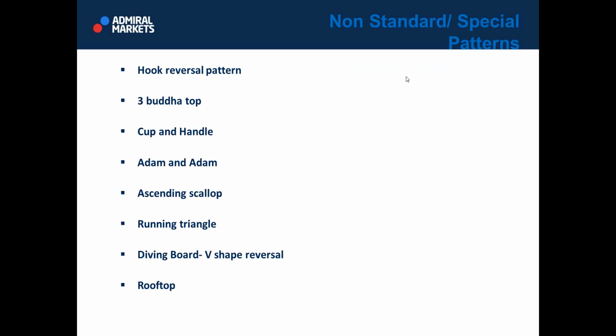Now we have also non-standard and special patterns, which I explained to you already, but I didn't explain how to trade, so I will do it now. Hook reversal, 3 Buddha top or 3 Buddha bottom, it's the same. Cup and candle, Adam and Adam, ascending scallop, running triangle, diving board, V-shaped reversal, and rooftop. Some of them are tradable, some of them are not tradable, and I advise you to stay out of it, because you cannot trade each single one of those patterns. Some of them, as I say, are tradable, but definitely some of those are not tradable and can be very, very dangerous to trade. Okay?